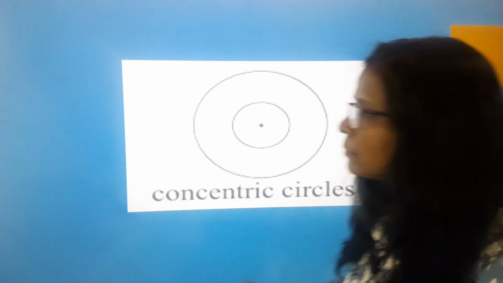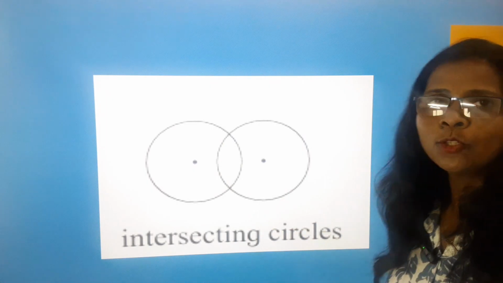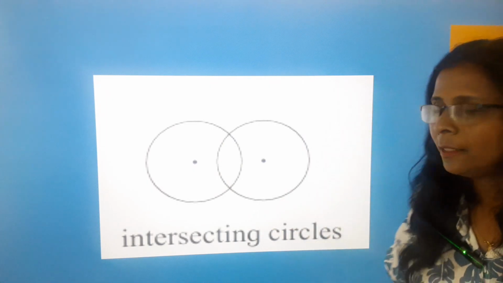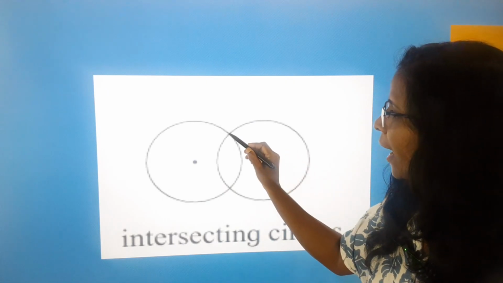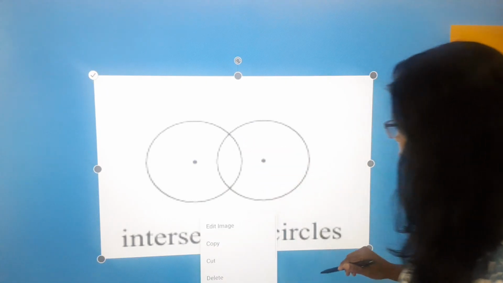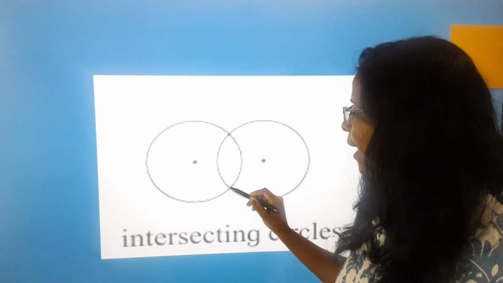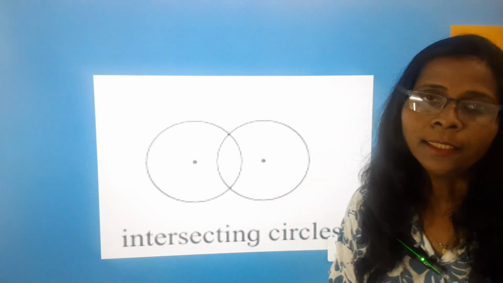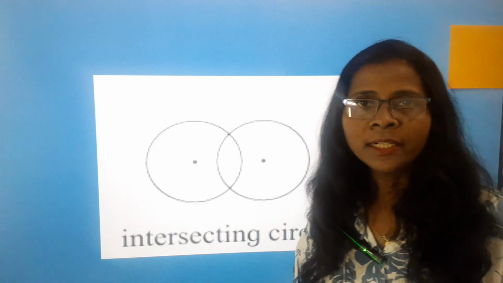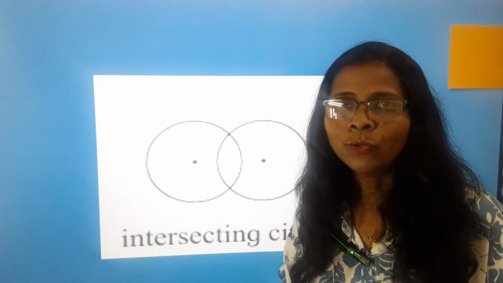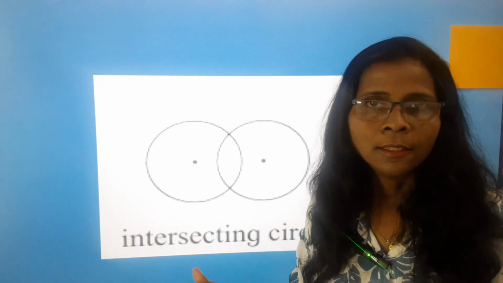Then here, third, we can draw the intersecting circles students also. There are two circles and they intersect at 2 points here students. Okay, they intersect at 2 points and so they are called intersecting circles. So this way we can draw the different types of circles: congruent circles, concentric circles and intersecting circles.